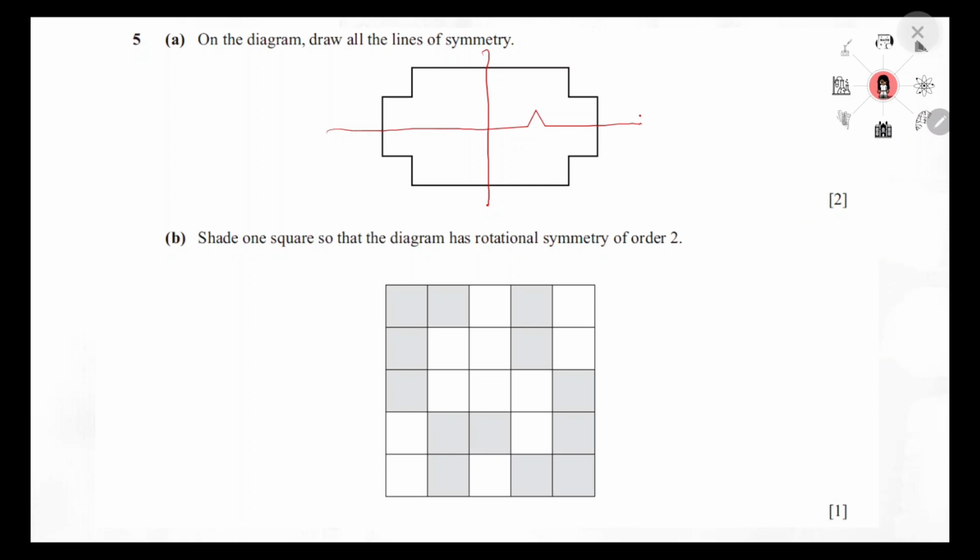5b. Shade one square so that the diagram has a rotational symmetry of order 2. By rotational symmetry of 2, they mean that every 180-degree rotation, the resultant image should be the same as the original one. Here we can notice a similar pattern in the corners as well as here. The only missing box is this one. So we can shade this box here to get a rotational symmetry of order 2.